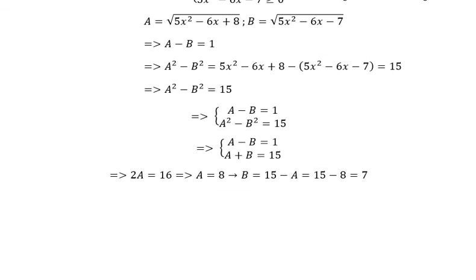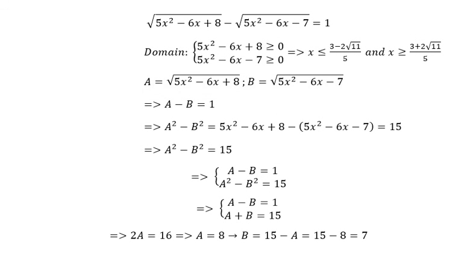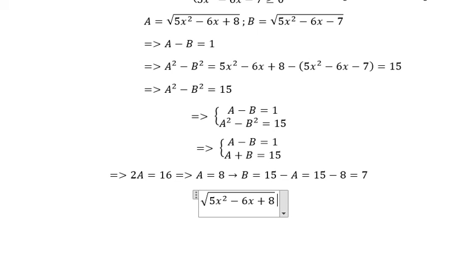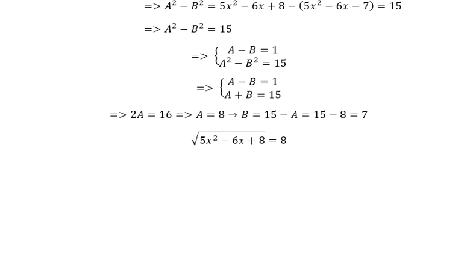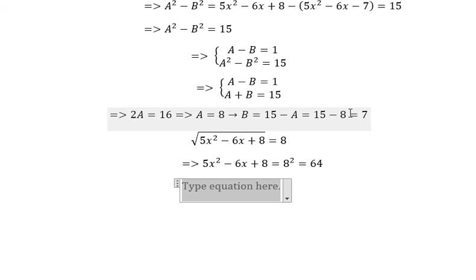And now you can choose this square root equal to A or this square root equal to 7. They will give the same value, so I just choose A equals 8. We square both sides. And now we can find the final result in here.